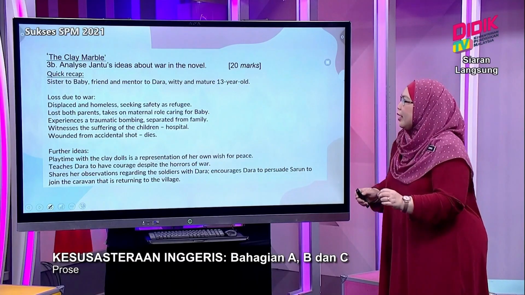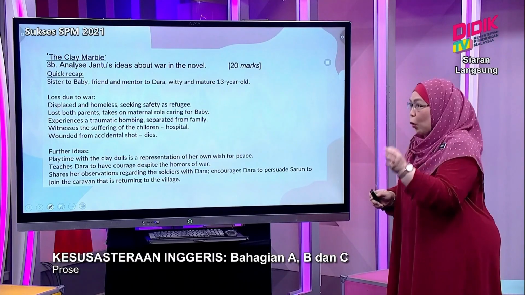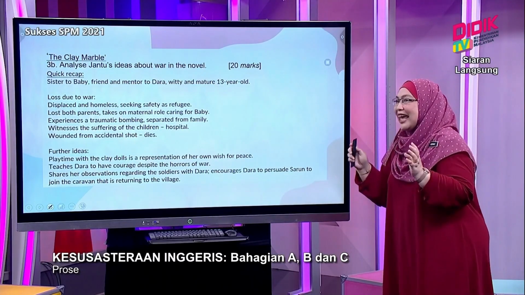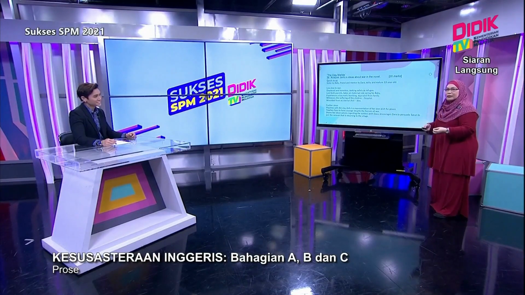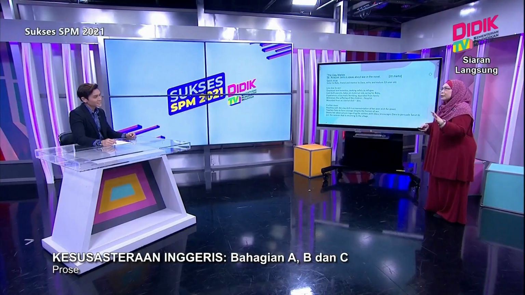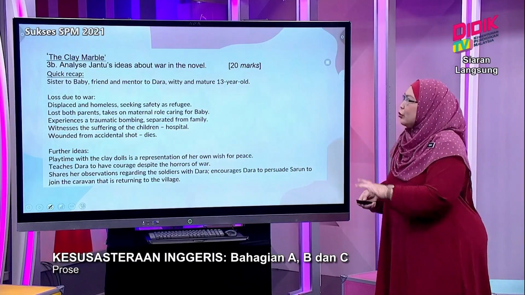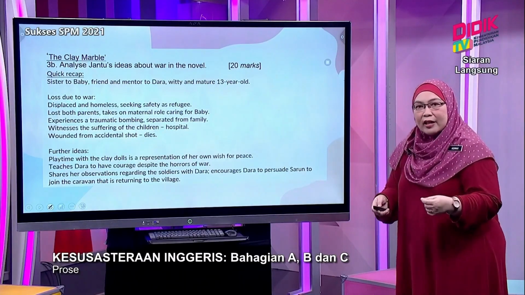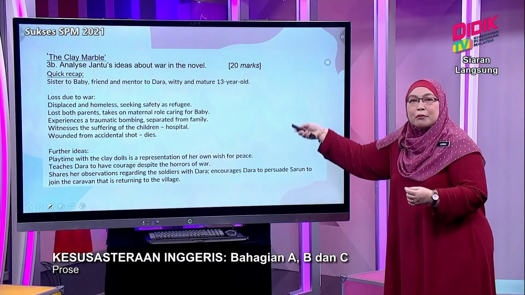If I can tell Hanif a little bit about The Clay Marble, it is one that centers on war, and there are these young children who are caught in the middle of all the conflict and chaos. That sounds quite daunting. It is traumatizing to imagine that the main characters in this novel are pretty much 12 to about 17 youngsters. If the question was, analyze Jantu's ideas about war in the novel, what I would expect candidates out there to quickly do the moment they see that question is to quickly remember all these main ideas.